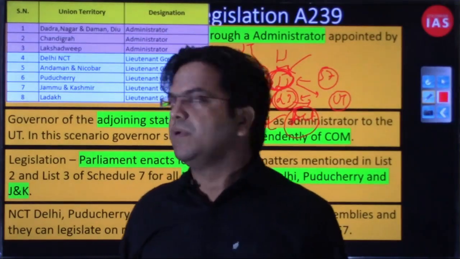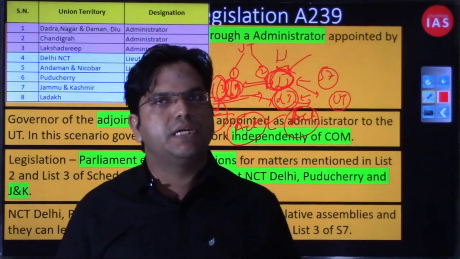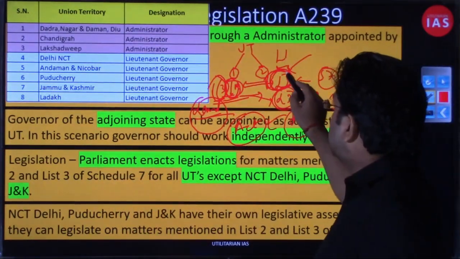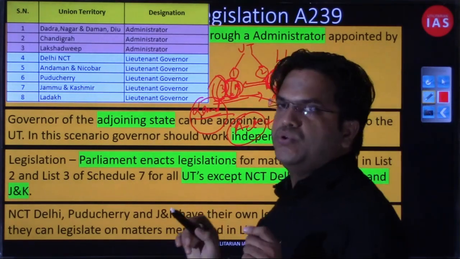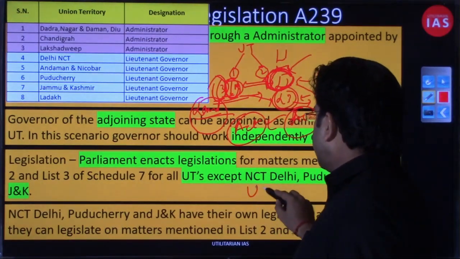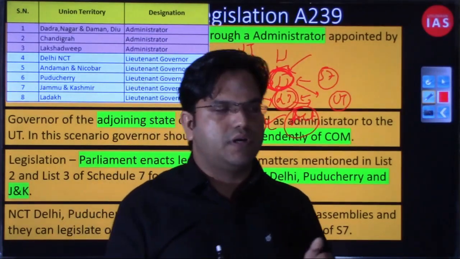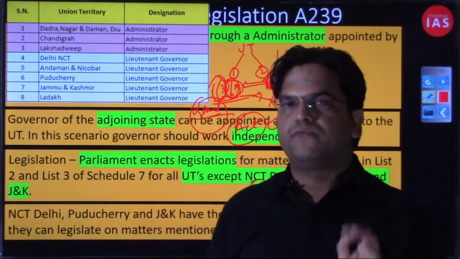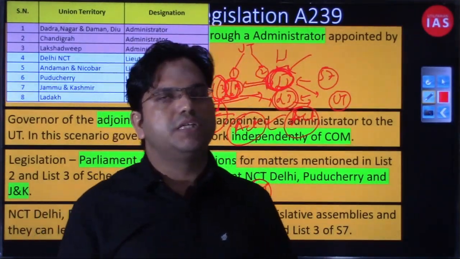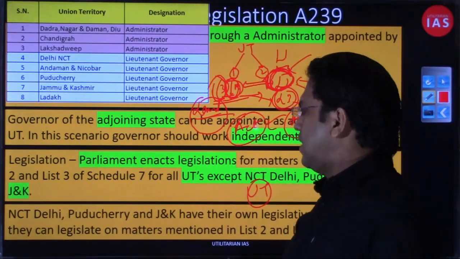Parliament, in relation to these 3 UTs that have assemblies, can at any time choose to legislate even on the matters mentioned in List 2, the state list, but that is only in relation to the union territories. You will notice when we talk about those 5 union territories that do not have assemblies that even on the state list, Parliament is going to legislate for them. That point we will discuss later.